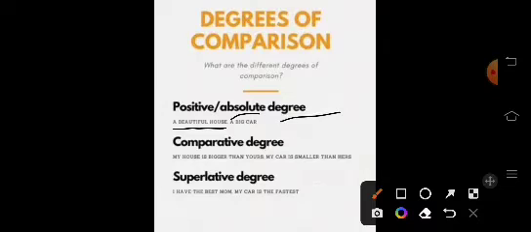Like a big car. Here car is the noun and big is the adjective that is defining that noun. But since it is not compared with another noun, we use the positive degree.